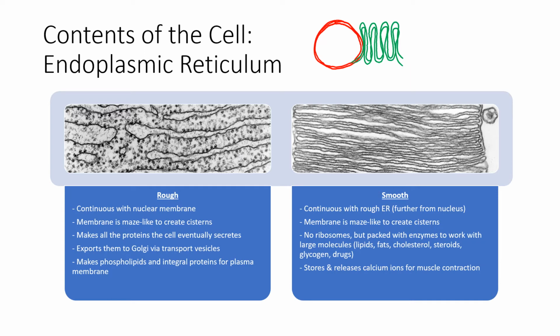The membrane undulates a lot and is maze-like to create what's called cisterns. And cisterns are these sort of dents. The undulation of the membrane is to increase surface area. Things happen and things are bound to membranes. So the more membrane you can have packed along a given length, the more stuff you can do. Sensing a theme here, right?